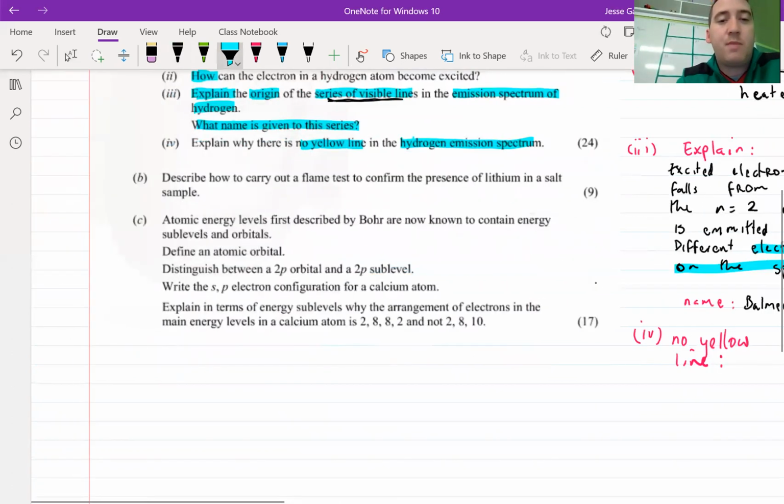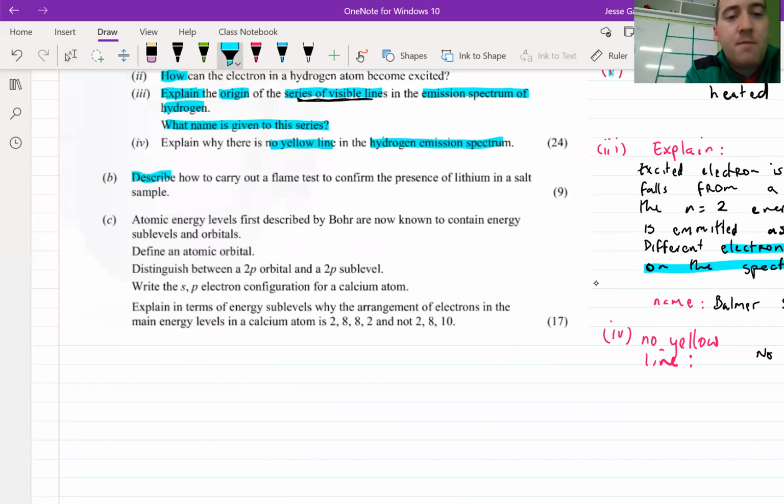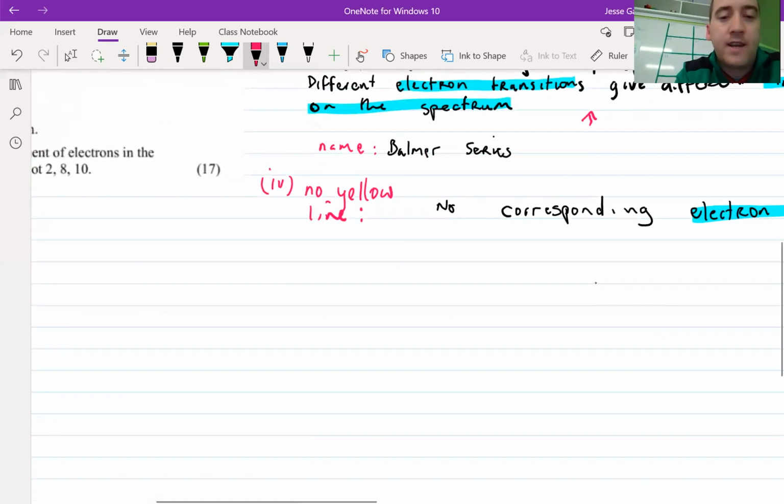All right, let's look at part B. Part B: describe how to carry out a flame test to confirm the presence of lithium in a salt sample. Be careful here. We are being asked a pretty easy question to describe the flame test, but be specific and talk about how you would test to see if lithium was present. So you're going to need the color of lithium, or the result that we would expect to see if it was lithium.